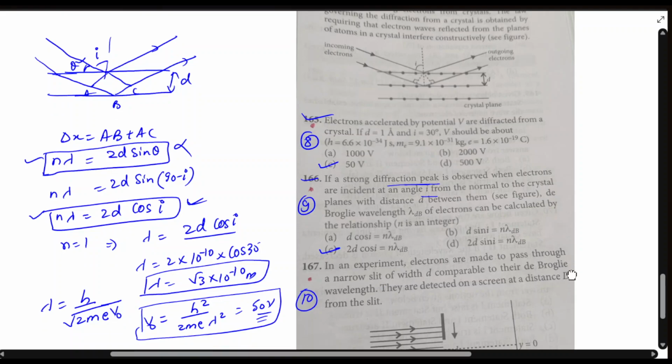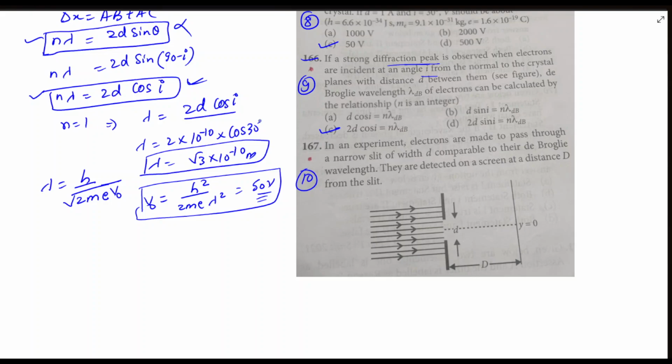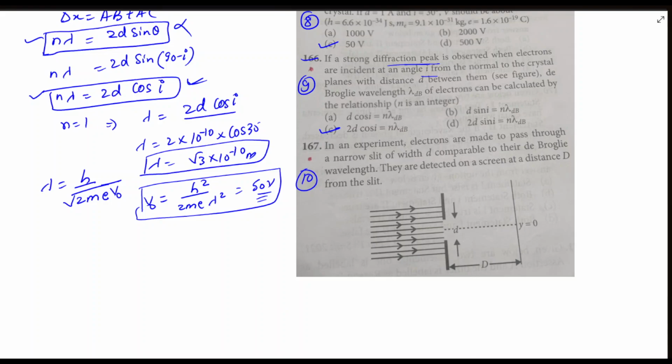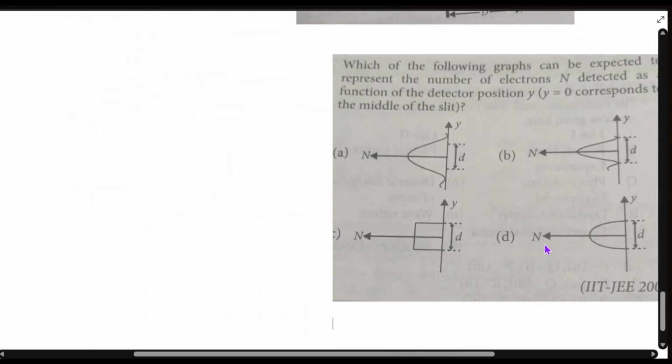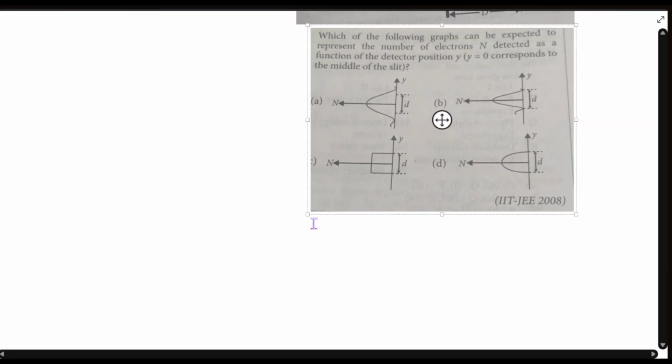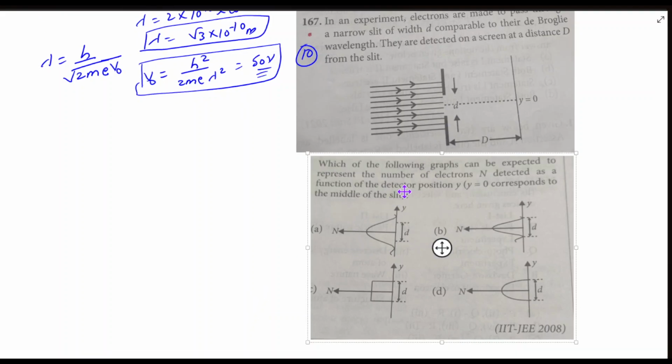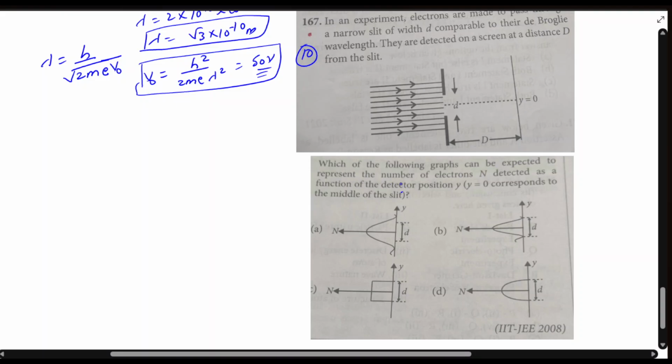Now for the 10th question. The electrons are made to pass through a narrow slit D comparable to the de Broglie wavelength, and are detected by the screen D. So from the slit, I think we have to check for this diffraction pattern, right? So this is the complete question. Which of the following graphs is expected to show the number of electrons? So intensity will show the number of electrons.